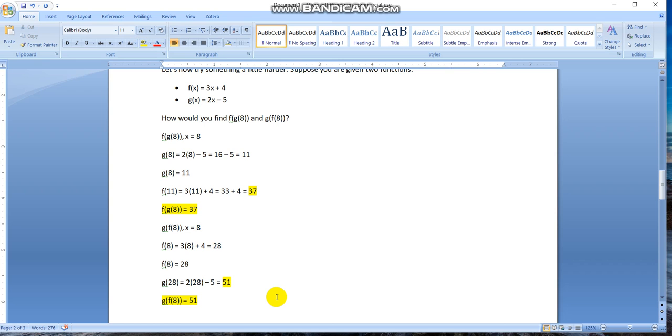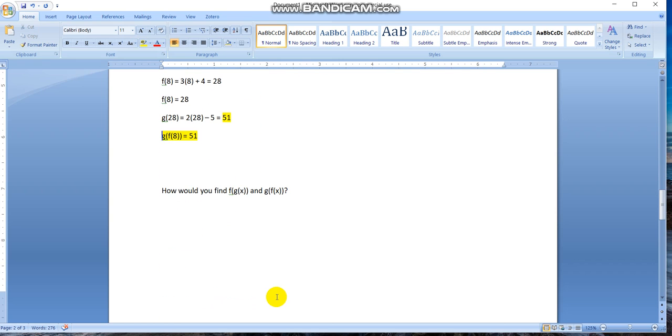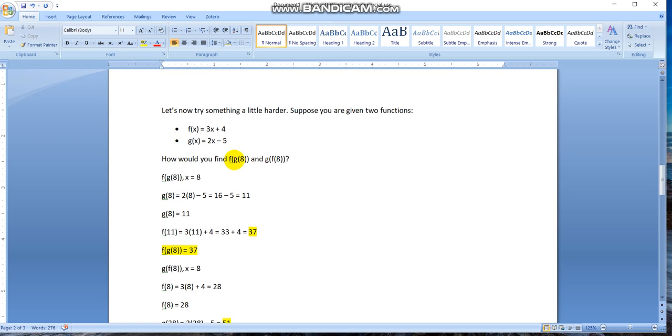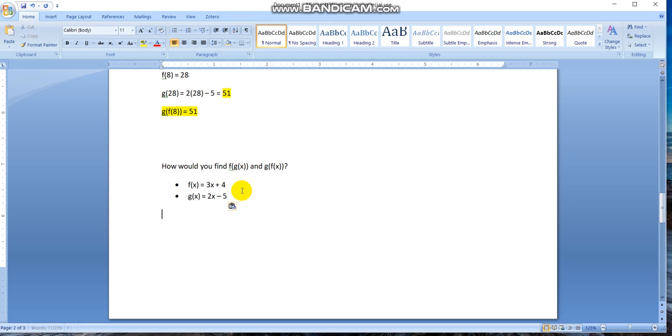So the next one, how would you find f of g of x and g of f of x? So we're taking these same functions. I'm going to copy paste them so I can kind of see it. Now, what if I didn't give you values, and instead I had you substitute the expressions?